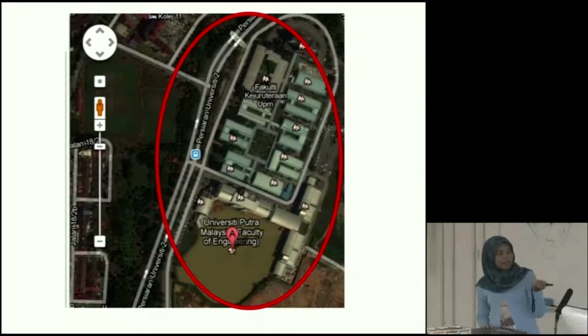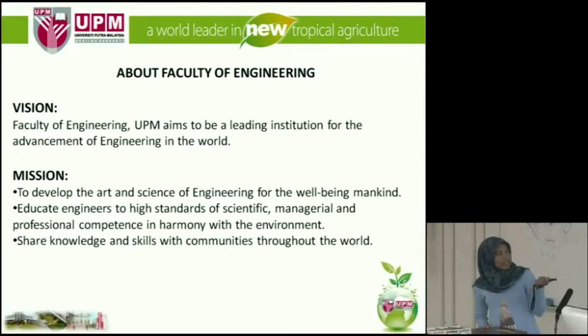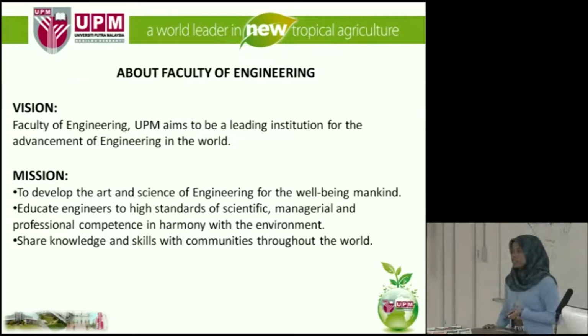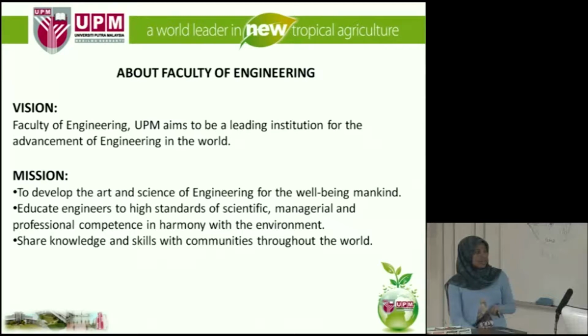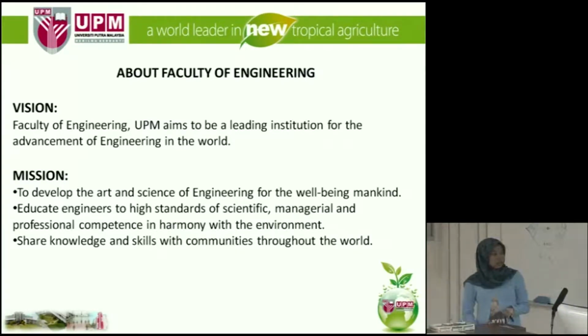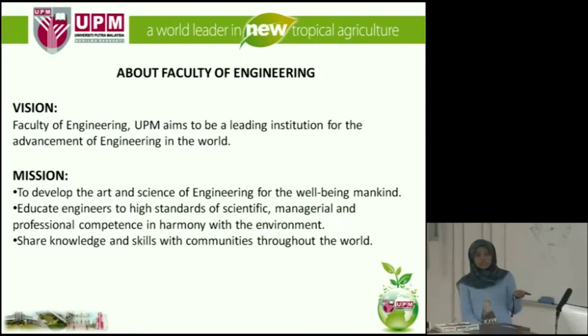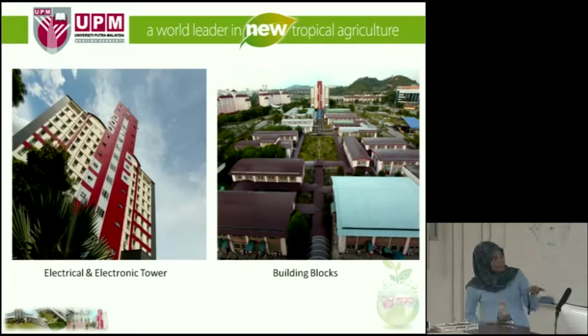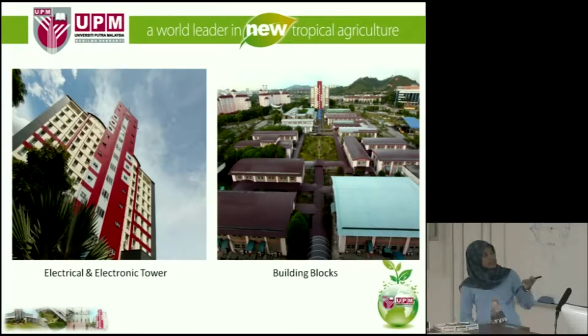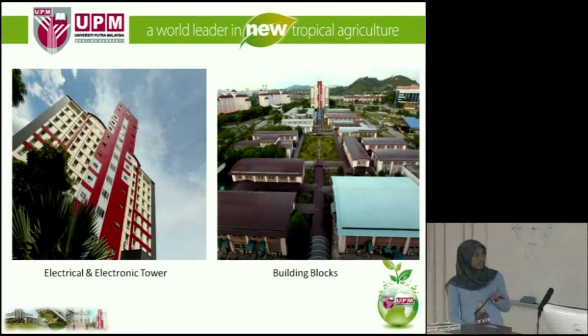This is the map of the Faculty of Engineering. And this is the vision of the Faculty of Engineering. It aims to be a leading institution for the advancement of engineering in the world, and the missions are to develop the art and science of engineering for the well-being of mankind, educate engineers to high standards of scientific, managerial, and professional competence in harmony with the environment, and also share the knowledge and skills with the community throughout the world. These buildings are all the laboratories, and this building is especially for electrical and electronic engineering.